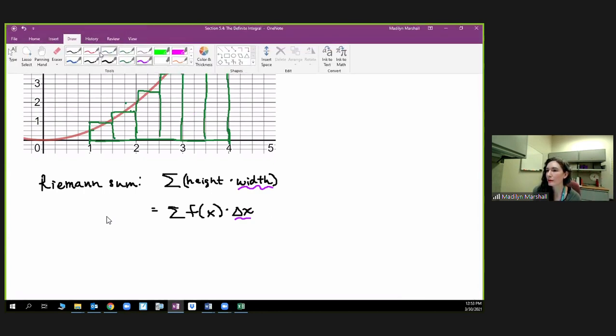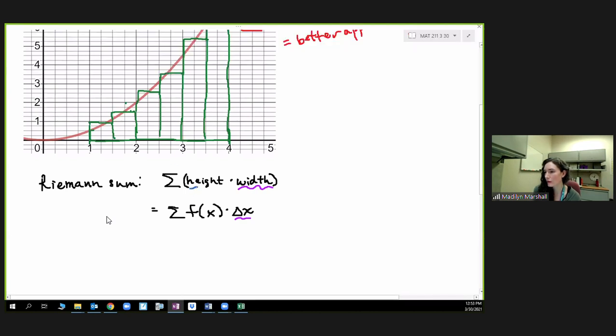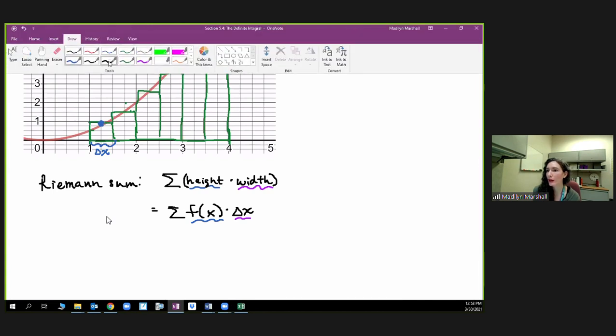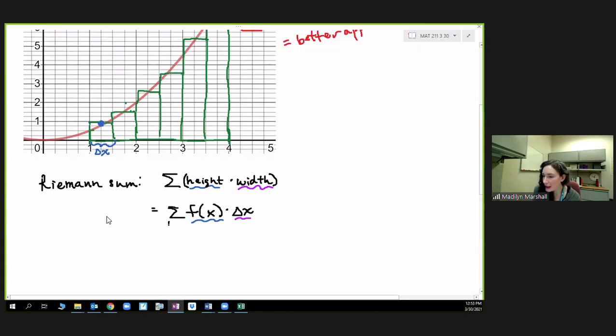And our height is the value of the function on that rectangle. So f of x here, if we have our width here, delta x, the height of the function, whatever the function value is there, is the height, is the length of the rectangle. And we are saying this is going from 1 to n.